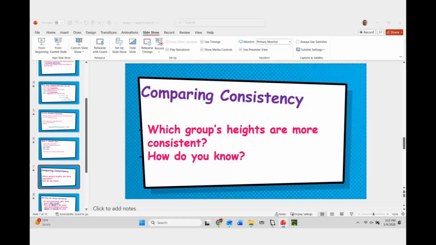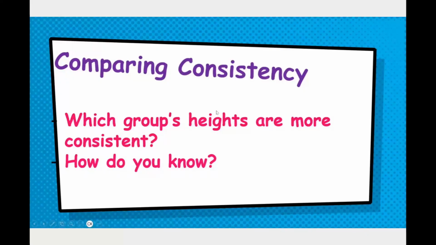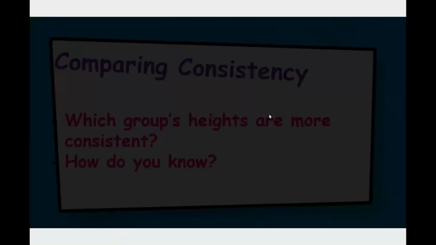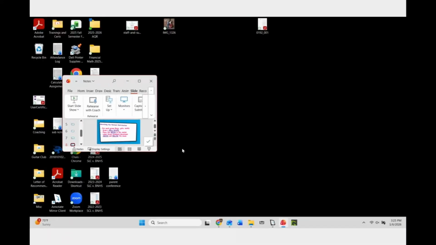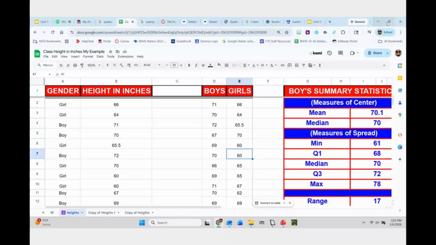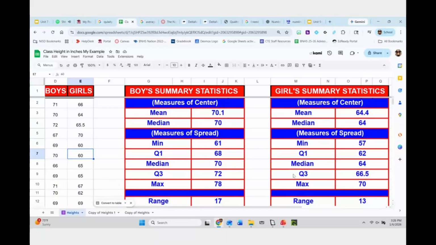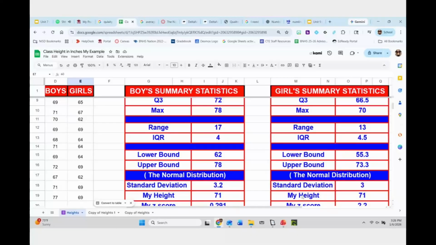All right. So which group's heights are more consistent and how do you know? Well, let's look at this. We just got done talking about what standard deviation means. It's the average distance away from the mean.